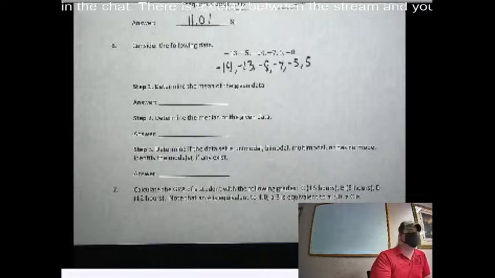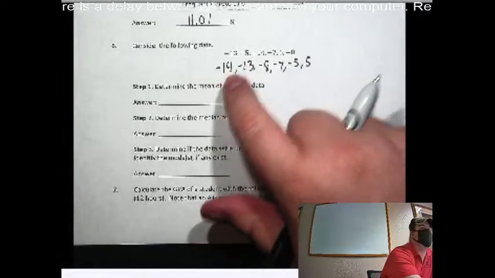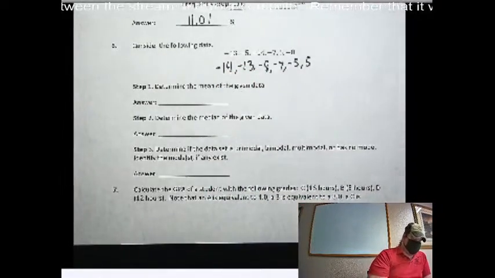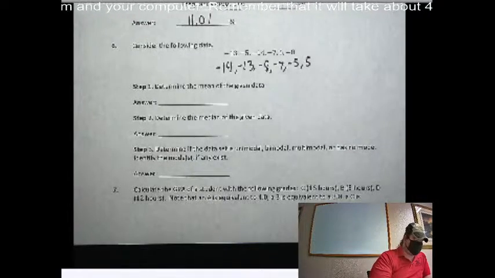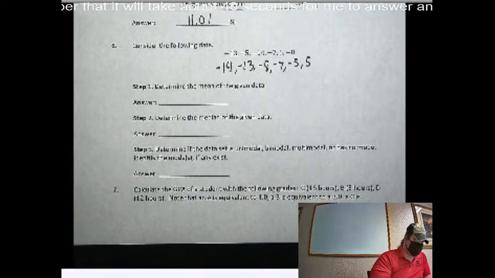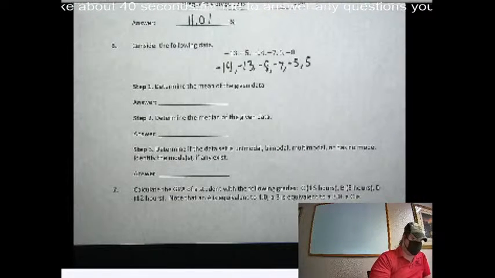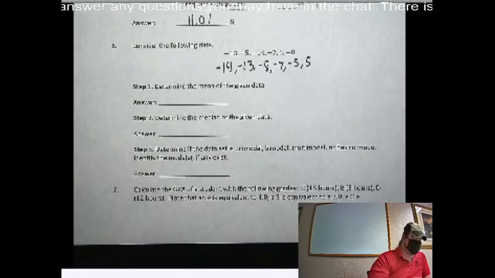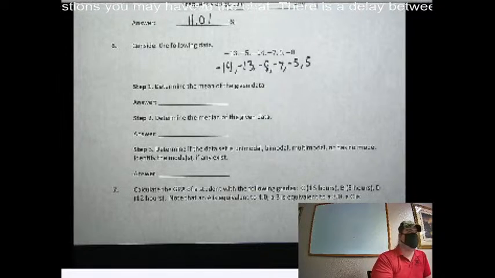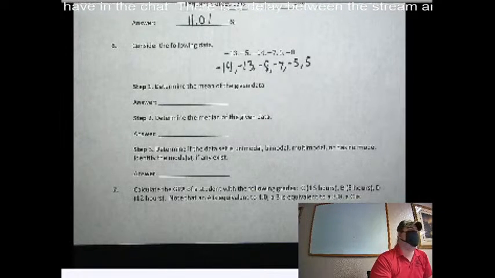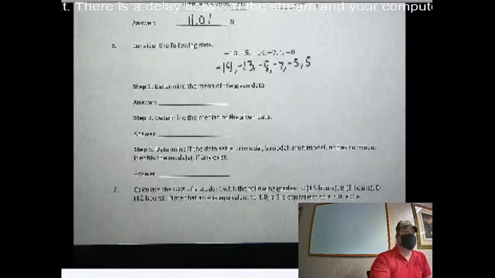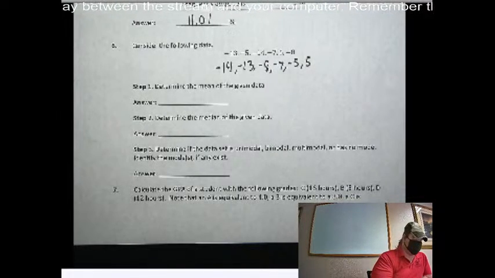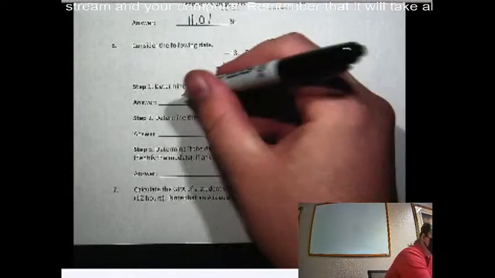Okay, so we want to find the mean. So we're going to need to add all these together, and we need to make sure that we're adding negative numbers. So negative 14 plus negative 13 plus negative 8 plus negative 7 plus negative 5 plus 5 gives us negative 42. And what are we going to divide that by? 6. So we have 6 data points, so we're going to divide this by 6. And we get a mean of negative 7. Good.